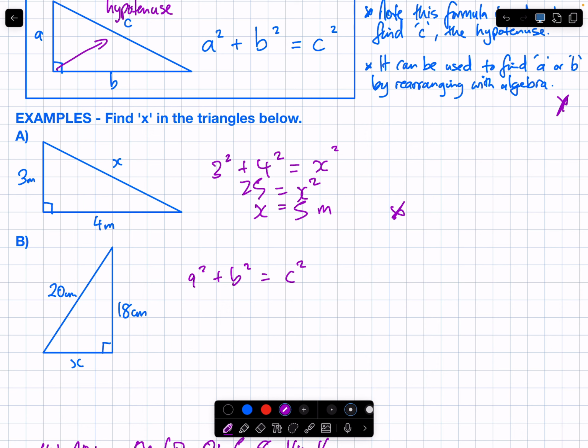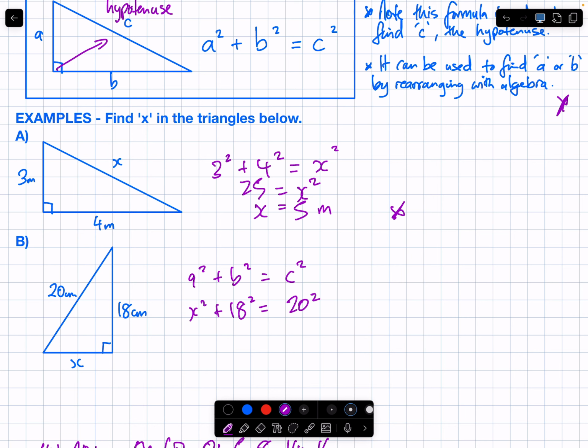A squared plus B squared is equal to C squared. Which one here could I write as A? Is 20 going to be A? No, it's the longest side, so that has to be C. So 20 squared must go there. Does it matter the order that I decide what A and B is? No, they just have to be the shorter sides. X squared plus 18 squared.